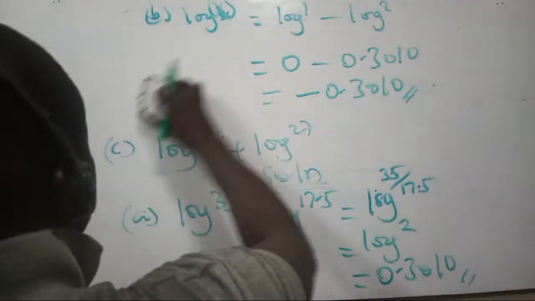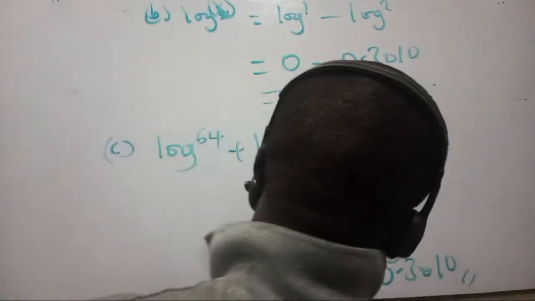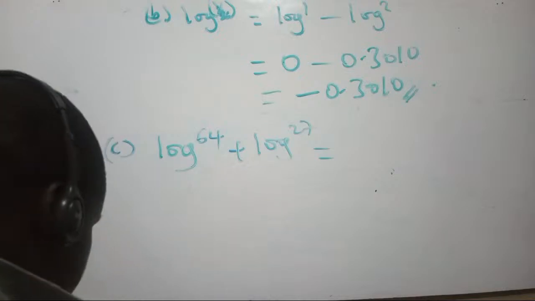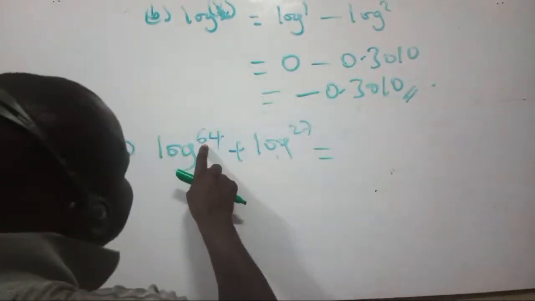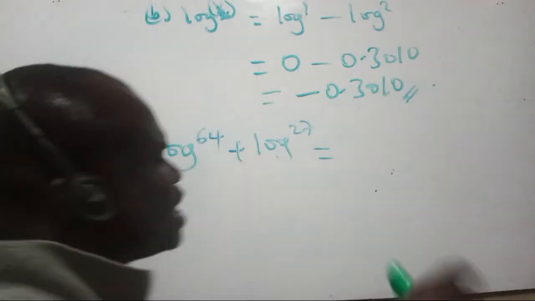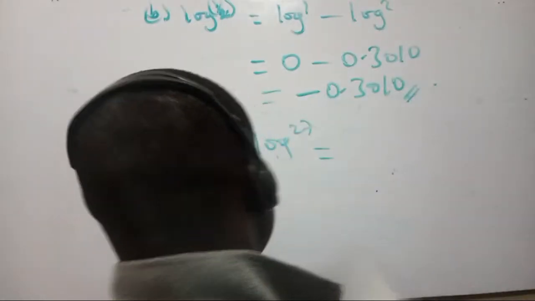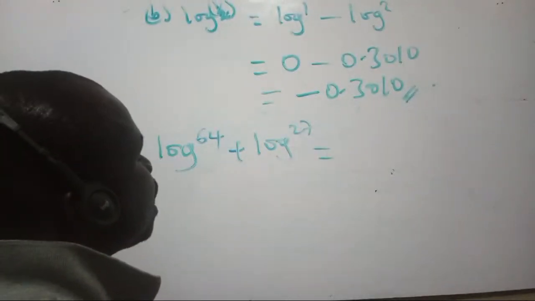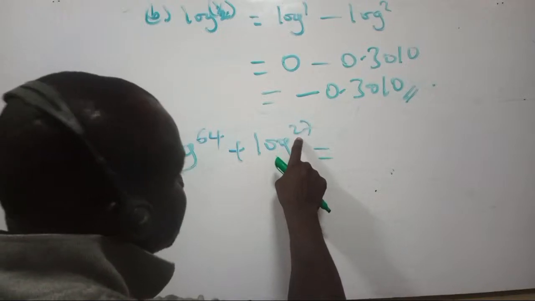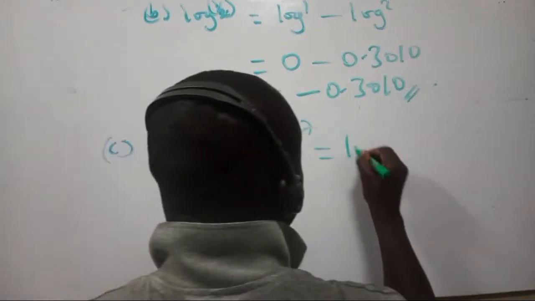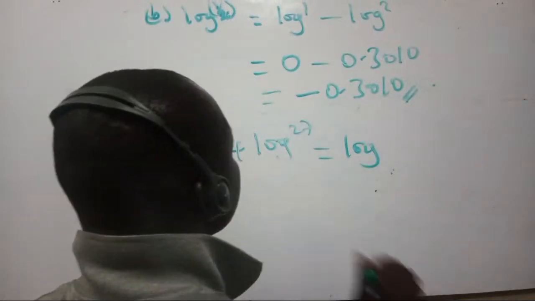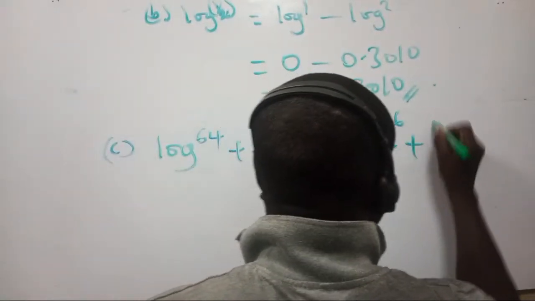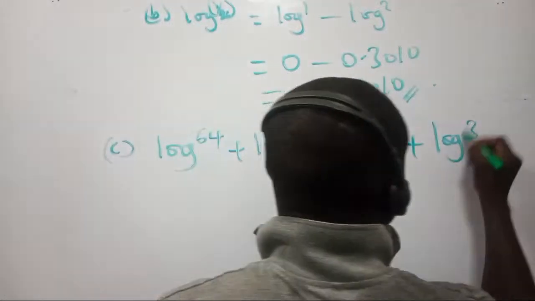So I'll go ahead and solve the third one, C. The third one, we are given log 64 plus log 27. So this is what we are given. Look at this 64. Can I write this 64 as an index of another digit, let's say 2? Yes. Can I rewrite 27 as an index of another digit? Yes. So I want to change log 64 now. 64 is 8 times 8. Then 8 is 2 raised to power 3. So I can change 64 to 2 raised to power 6, plus log. I can change 27 to 3 raised to power 3.